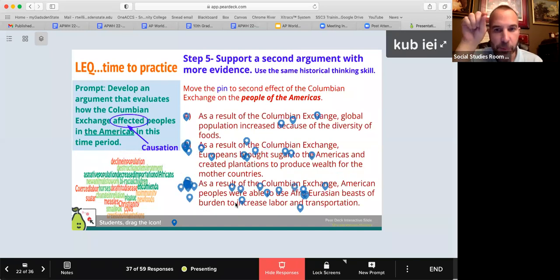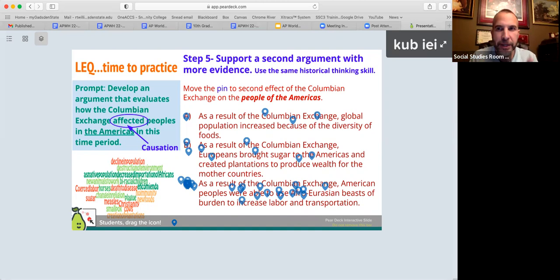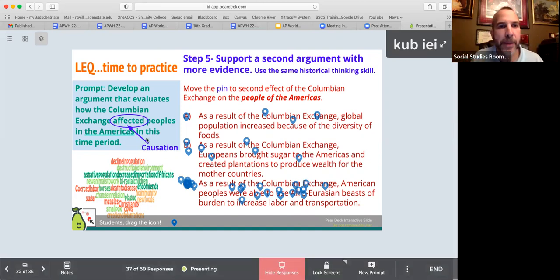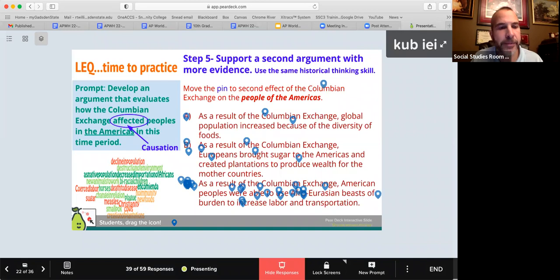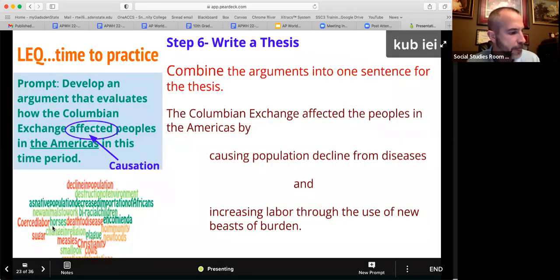Okay, it's the one that's discussing the peoples in the Americas. So A is more about global. All right, it goes beyond the prompt. B, same thing. It's going more to Europe, the European effects. So C is going to be the best one because it's most relevant to the prompt. All right. So again, once we see what that prompt is, make sure that prompt creates a mental framework for you and make sure your response fits the prompt. Again, answers the prompt.